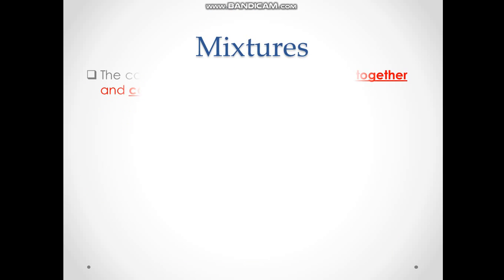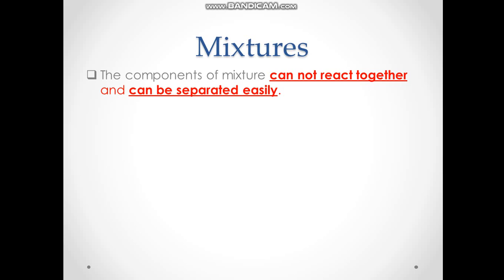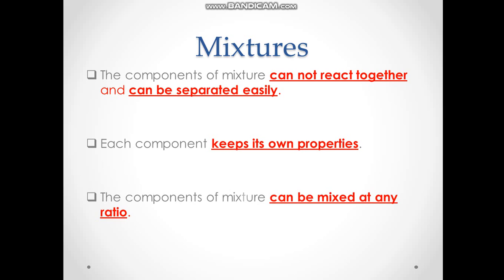Mixtures have some properties. Its components cannot react together, and we can separate them easily because each component keeps its own properties: smell, taste, color. And we can add any amount of substances in the mixture with any ratio, not a fixed ratio. So the components of a mixture cannot react together and can be separated easily. Each component keeps its own properties. The components of a mixture can be mixed at any ratio.